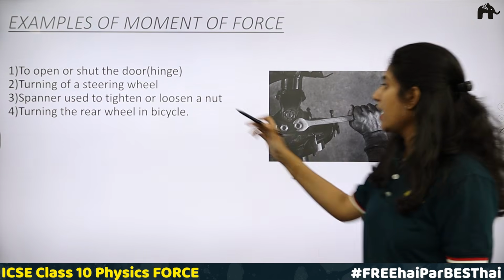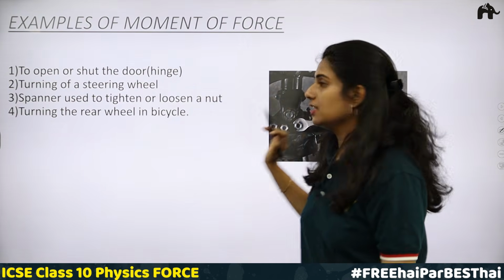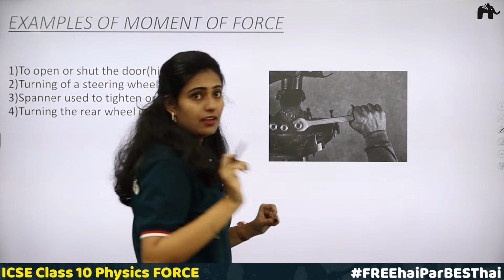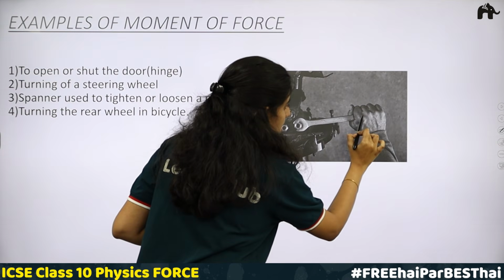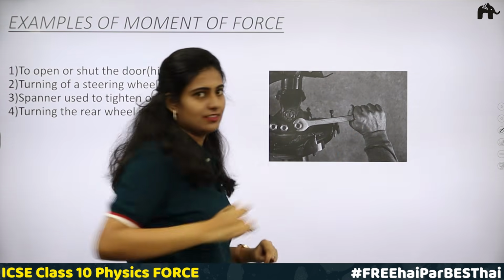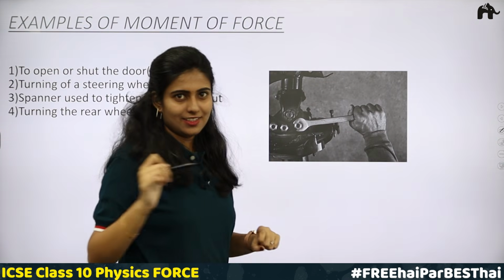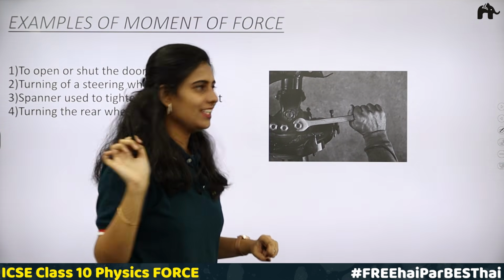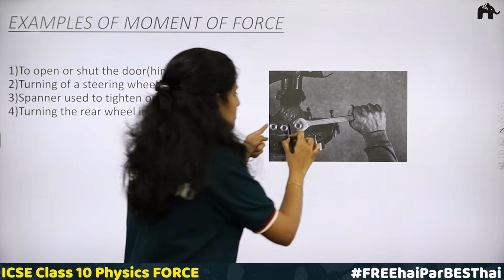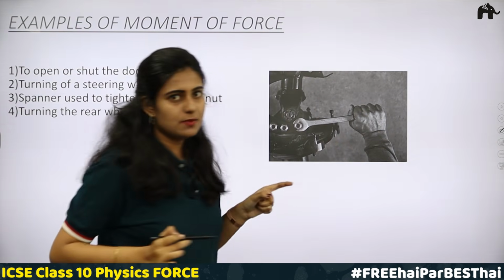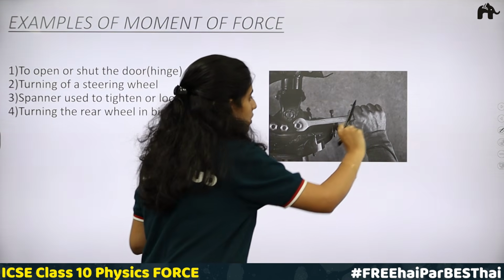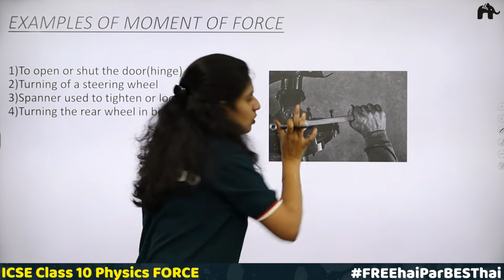Third example is a spanner, which is used to tighten or loosen a nut. Here you can find a nut. This is a spanner. Now, here the person is applying force at the end of the spanner. Why not here? Or why not here? You know the answer. Tell me. Yes, when he holds the spanner here, the perpendicular distance becomes maximum. And with less force, he can either open or close it.